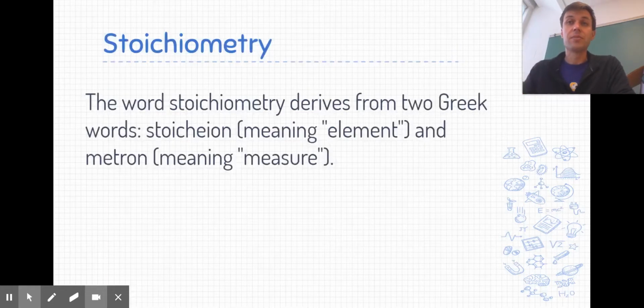So this word stoichiometry, which we often in chemistry just say stoich, comes from two Greek words, meaning first stoichion, which means element, and metron, which means to measure. So any word in science that ends in metry, geometry as an example, they all are dealing with measurements. Okay, so here we are measuring the chemical elements.